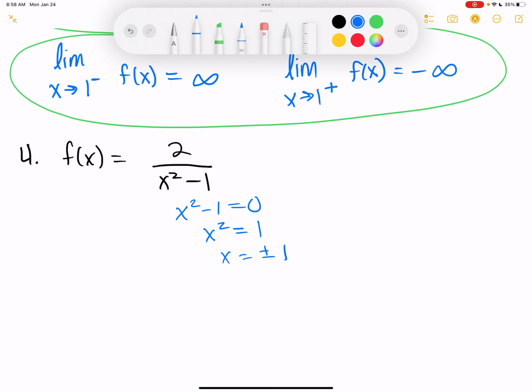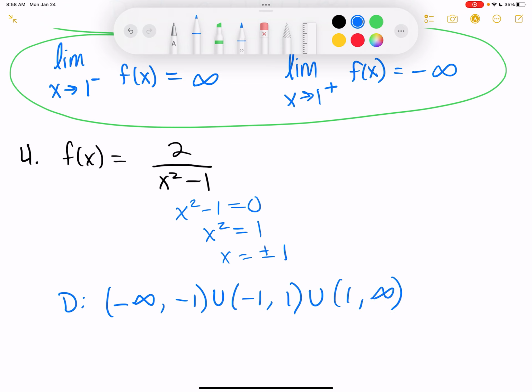So the correct way to write this, domain: -infinity to -1, union -1 to 1, union 1 to infinity. So that accounts for everything except for -1 and 1, which are the two things where it can't exist, okay? Because of the parentheses, that means everything except for that.